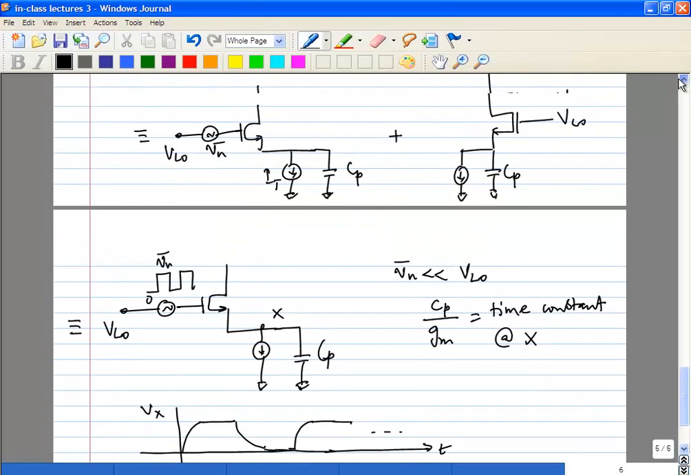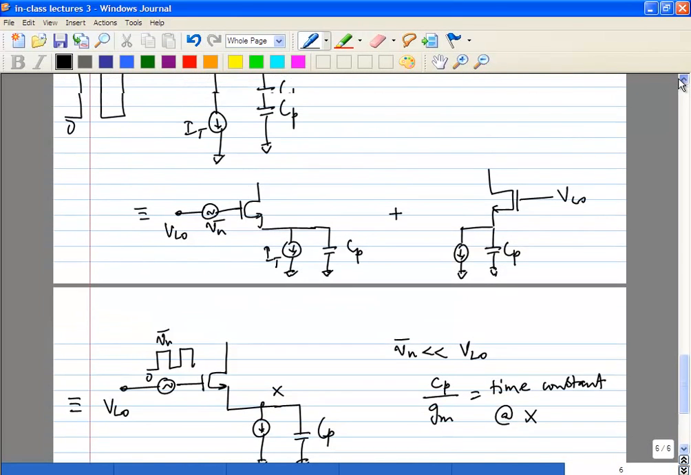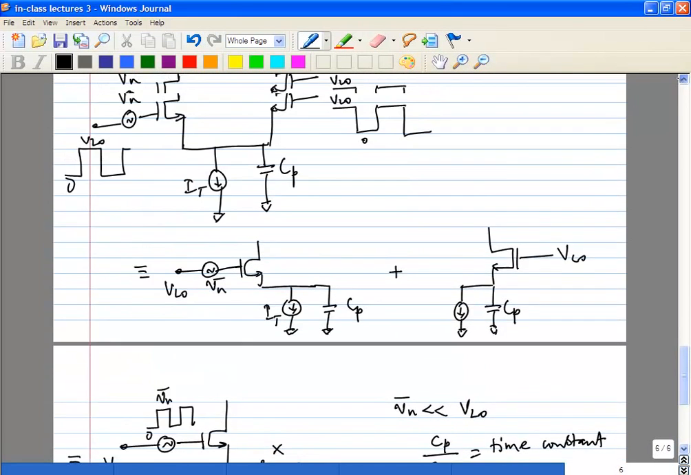So you understood the first two half cycles, right? Sir, we are assuming that the noise is not large enough to change the switching. Absolutely, that's right. We are already assuming that noise is much smaller compared to the VLO, and the switching instant.